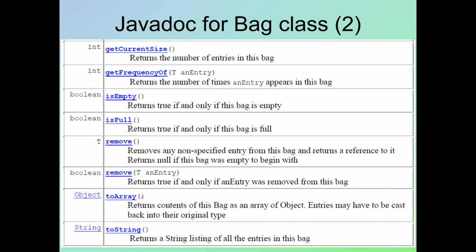These are all going to be covered in time. The getCurrentSize, getFrequencyOf, all these methods are now listed in their Java form. toArray gives you an array of objects of all the items, and toString gives you an array of String.